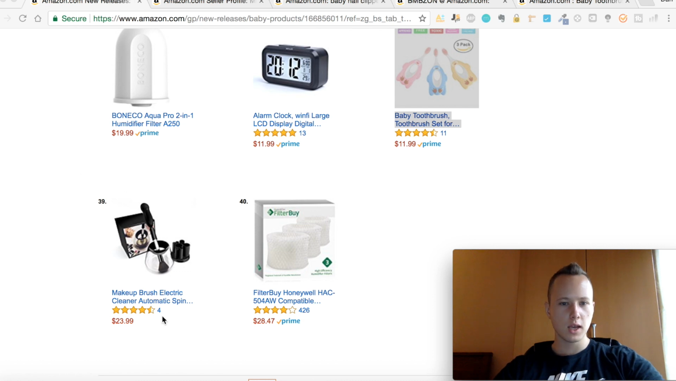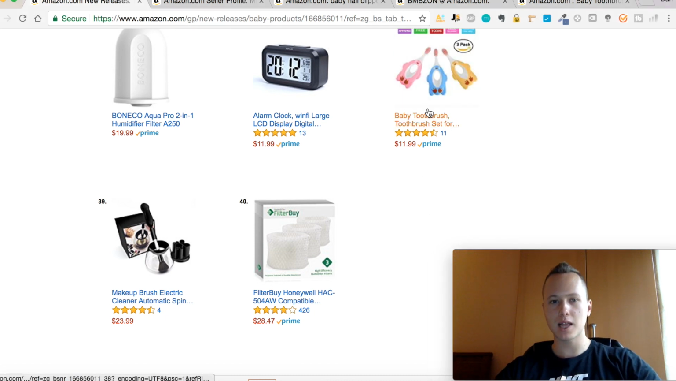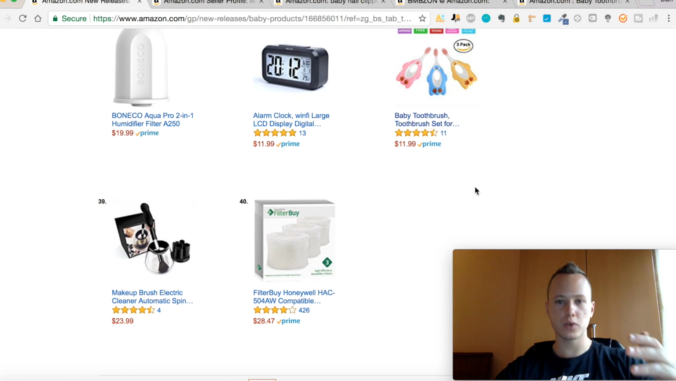All right, so I scrolled down a little bit and I opened a couple other products that I found here. So the goal is not to look at the products themselves on this page. The goal is to go on the product, check if that product is good. So if these ones, for example, this baby toothbrush, check if that's selling, check if it's good. If it's not, then go into the seller storefront, which I showed you how to do in this video.